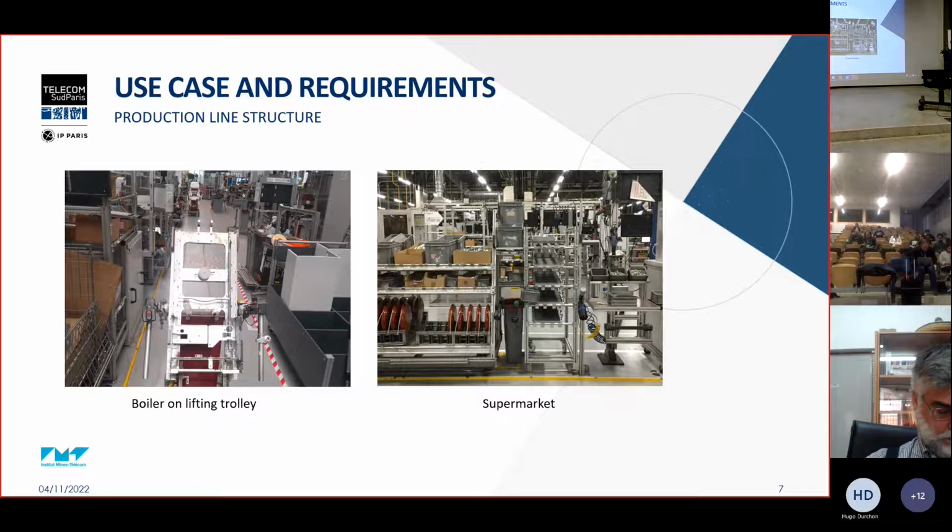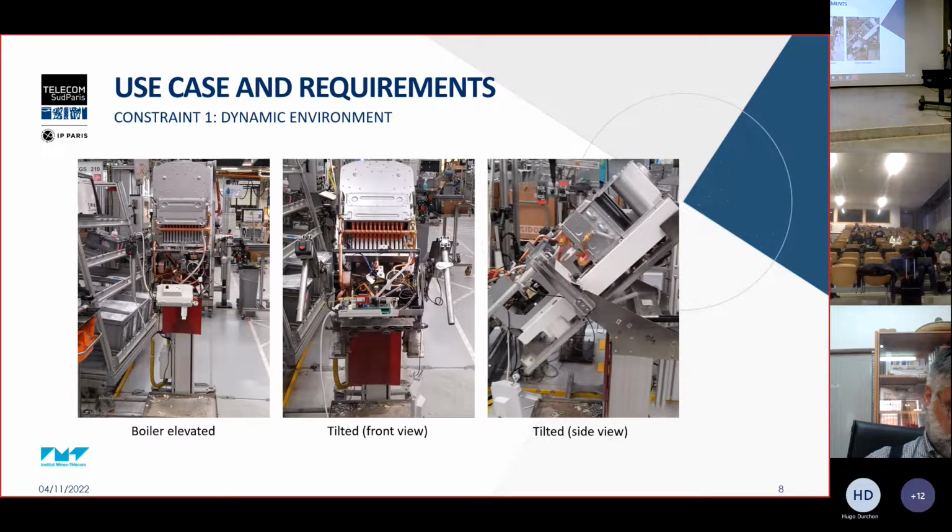This kind of assembly line can be reconfigured depending on the model of the boiler and the needs of the industry, so it's not something fixed. We can't just do a SLAM of the environment and say the work is done. The first constraint of the environment, if we focus on the boiler, is that the lifting trolley can be elevated or tilted depending on the assembly task. This means the 3D position of the boiler is evolving during the assembly.